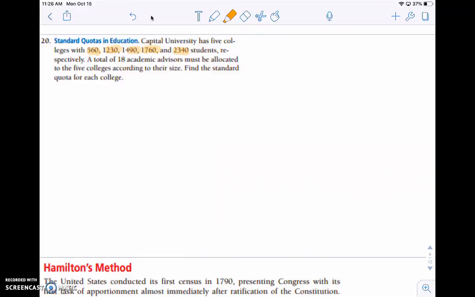And there's a total of 18 academic advisors, kind of like counselors, that must be allocated to the 5 colleges according to their size. So the bigger the size, the more advisors they're going to get. We want to find the standard quota for each of the colleges. And so the first thing we need to do is find that standard divisor.